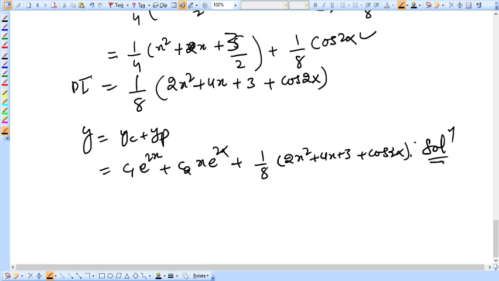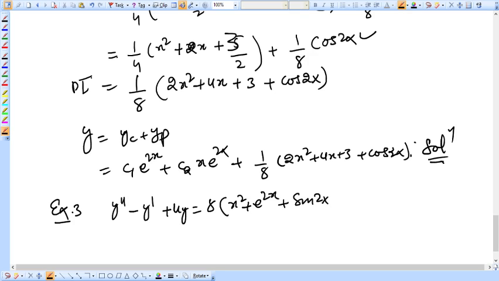So in this way we can solve this problem, right? You just solve one more problem. Okay, this is an exercise for you. Solve y double dash minus y single dash plus 4y equal to 8 times x square plus e 2x plus sine 2x. Okay, this is an exercise for you.